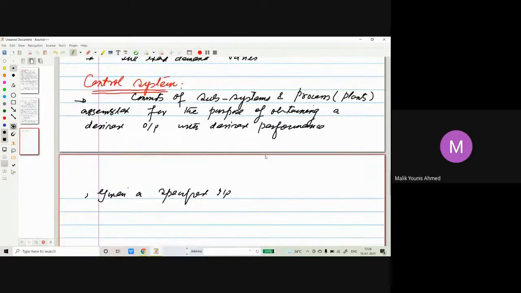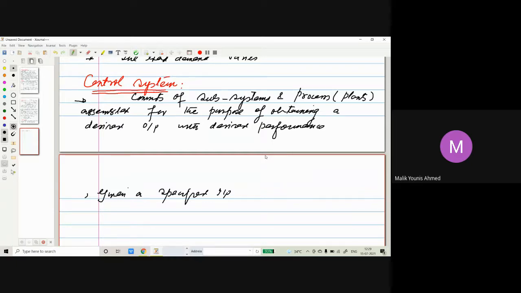But now, we already talked about the control system, that it consists of subsystems, processes and plants. All those systems will be assembled together. That means they will be interconnected together. The objective of that is what? To get the desired output, but the performance also has to be good. It's not enough that we are getting the output; the performance has to be good.